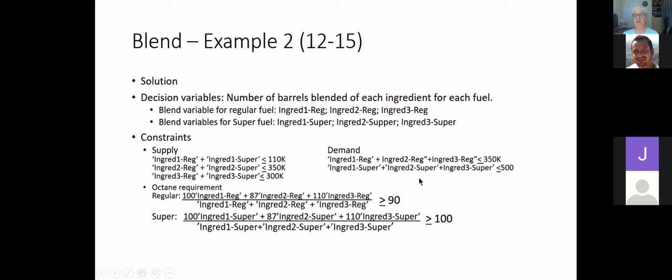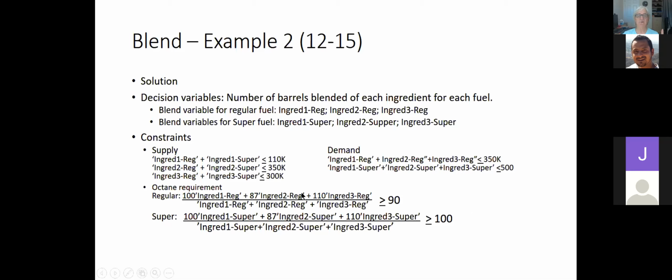Now the demand constraint: whatever you mix, do not mix more than 350K barrels of regular because that's the maximum demand. And so it is for the 500K for the super. So you see ingredient 1 mixed to create regular plus ingredient 2 plus ingredient 3. This is what you mix in order to get regular gas. Should not be more than 350K. So these constraints, I think, are very intuitive.